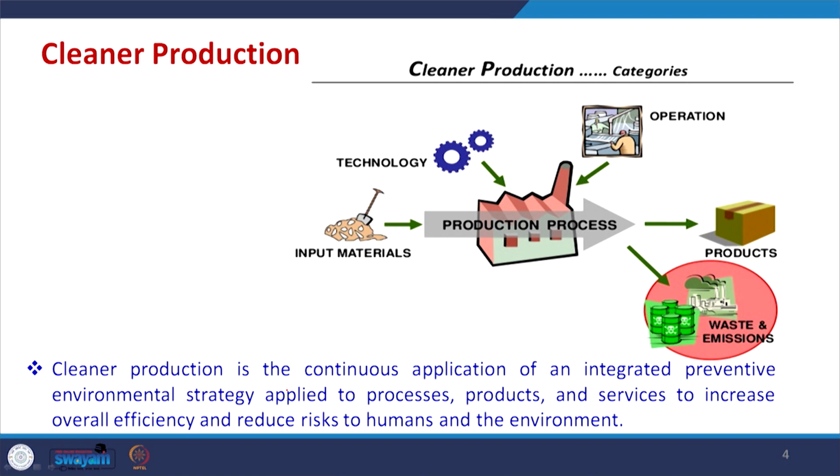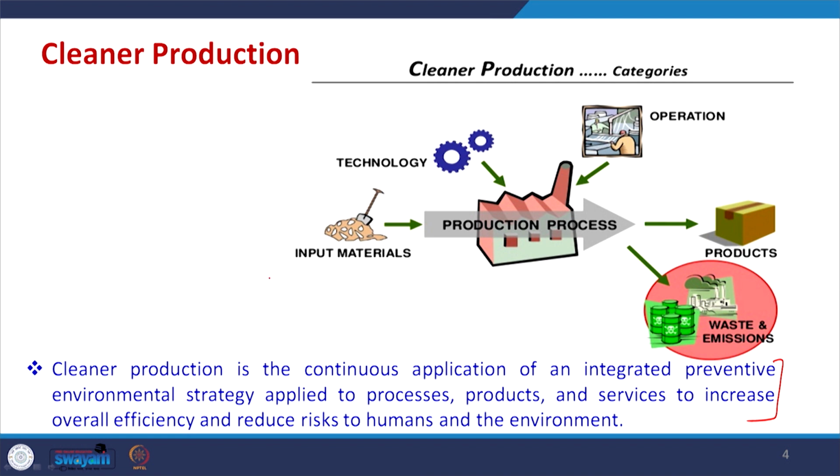Now, within an industry the cleaner production aspects are very important, and generally cleaner production is the continuous application of an integrated preventive environmental strategy which is applied to processes, products and services to increase the overall efficiency and reduce the risk to humans and the environment. So, this strategy has to be planned in any industry, so that the wastewater or the waste which is generated is minimal and the environmental impacts on the society are also minimal.